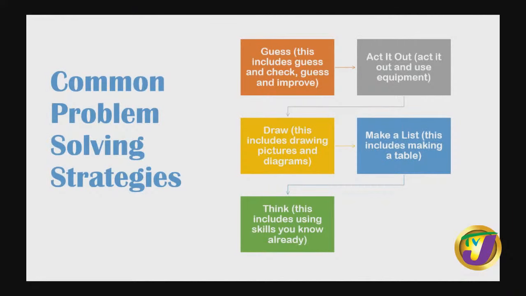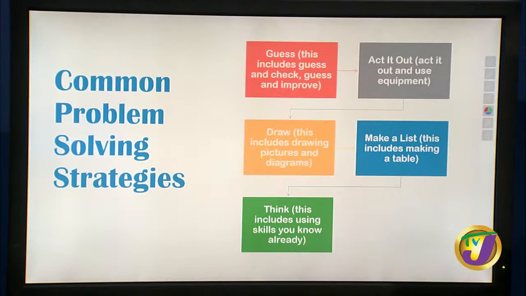All right, so we have some tips that we want to give you. You would have heard this along the other sessions. So what are some strategies that we use? So the very famous one, guessing. This includes guess and check, where you guess or you improve, and then you can either act it out or use some equipment to help you as well. Drawing also helps. Yes, I'm a visual learner, so when I draw, it helps me to see what the question is asking. We could also make a list. Or a table. Right.